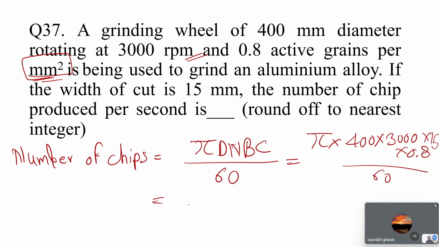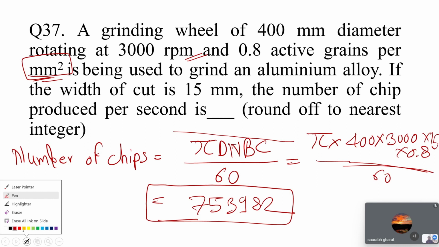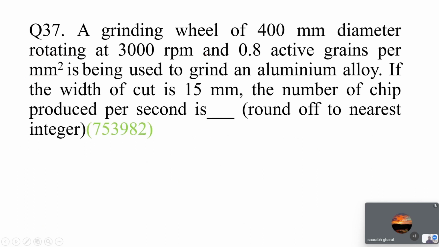So what is your answer here? 753982. This will be your answer. From this formula, you can have the answer. Just put the values in the formula and you will have the answer. Let's check everything. This round up to the nearest integer.